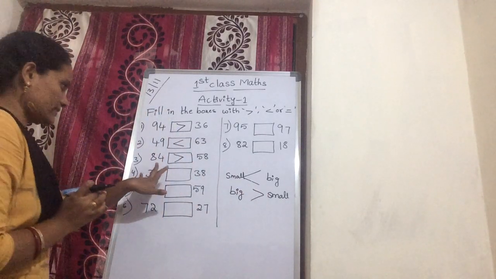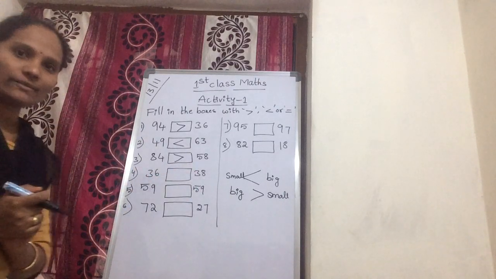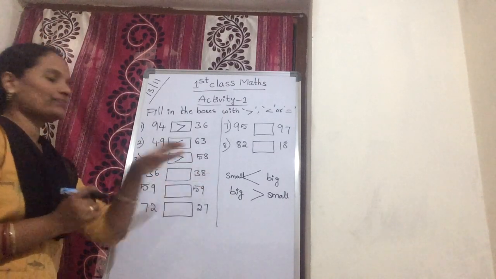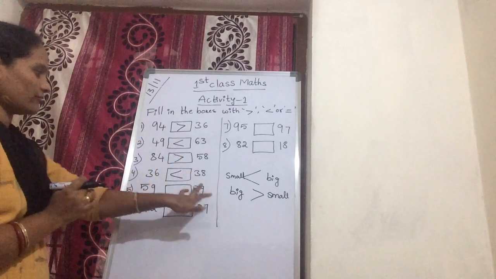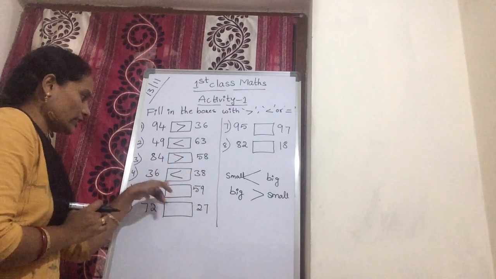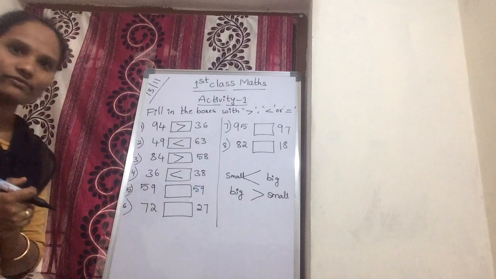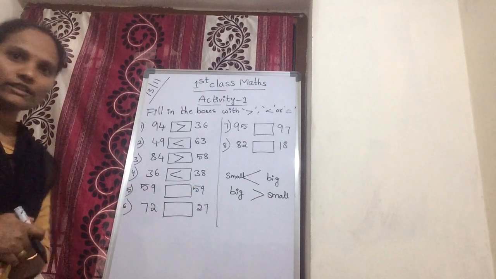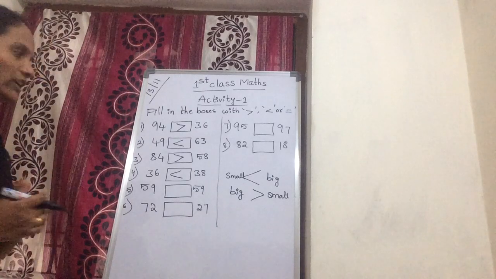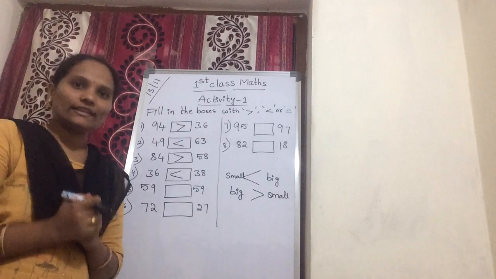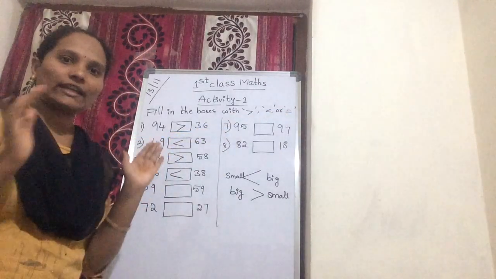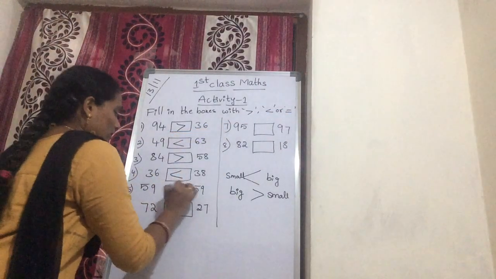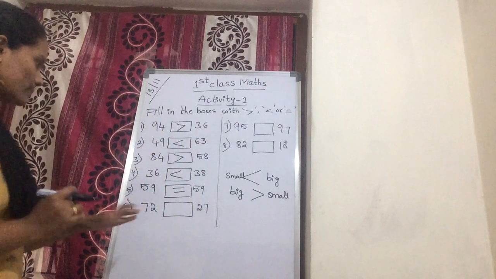Now next, 36, 38. Which one is the big one? 38 is the big number. Now less than. Now next, 59, 59. These both are equal. So here which one are we putting? Less than, greater than, or equal? This indicates equal. Both are equal. So here we are putting equal.